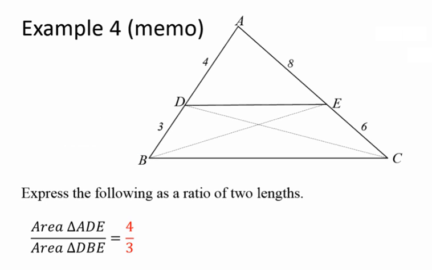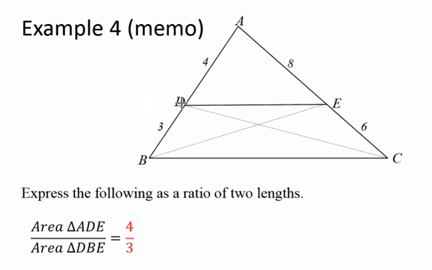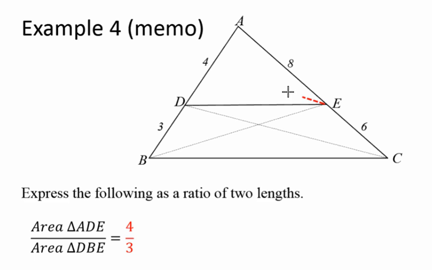Let's have a look at this example. Express the following as a ratio of two lengths. Now we've got some numbers here as well. So I'm looking at the area of triangle ADE and DBE. Now ADE and DBE, they share a common altitude. So I'm going to draw that altitude in red so you can see it. There we go. There's the altitude for both of those.